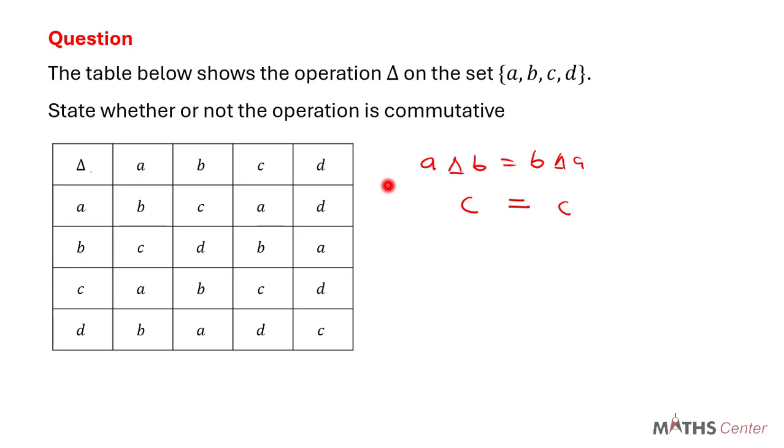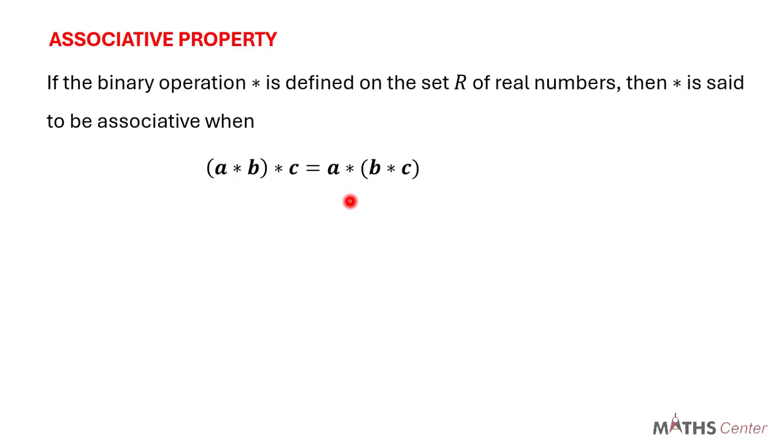Let's move on to the next property, which is the associative property. If the binary operation star is defined on the set R of real numbers, then star is said to be associative when A star B star C is equal to A star B star C. So if star is associative, then A star B in one bracket star C should be equal to A star B star C in one bracket.